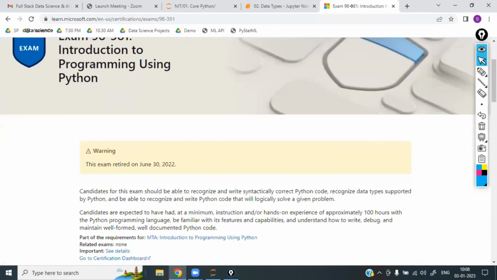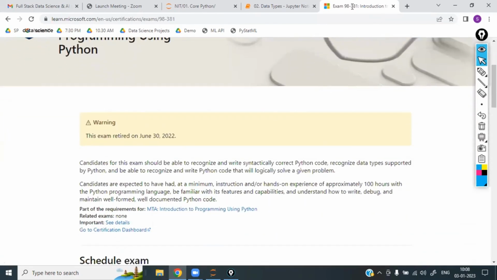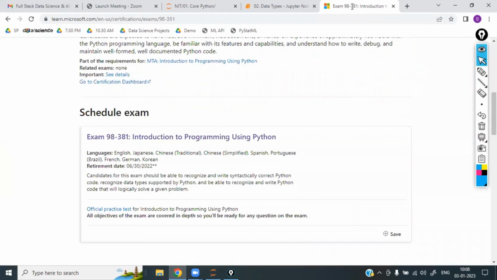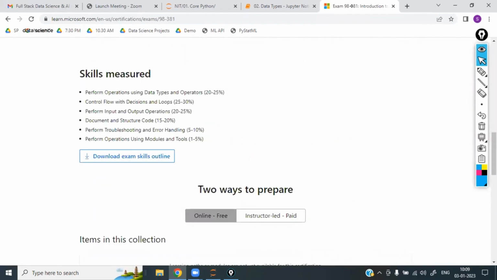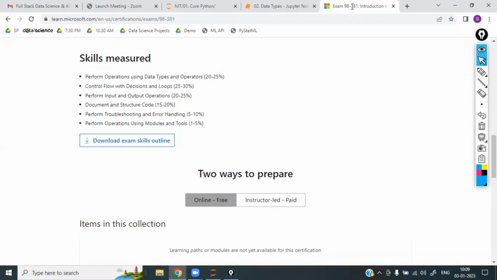If you see here, the subject has a total of 100% of the syllabus. Using the data types and operators, we have 20-25% of the syllabus. And using the loops, we have 30%. Then input and output: yesterday's class we discussed the output, and in today's class we are going to discuss the input, right? And then structure, troubleshooting, and performance using the modules and tools. So this is the course structure, right?